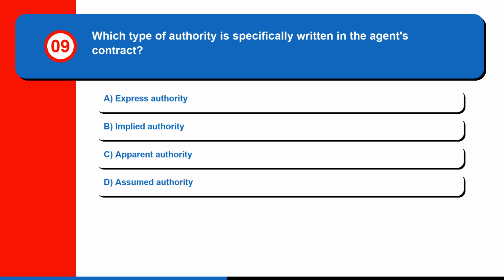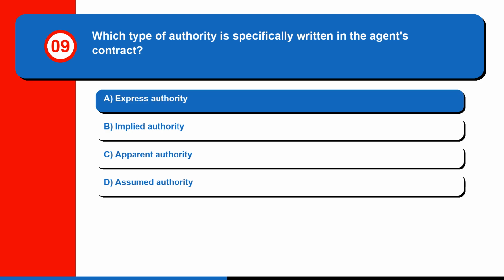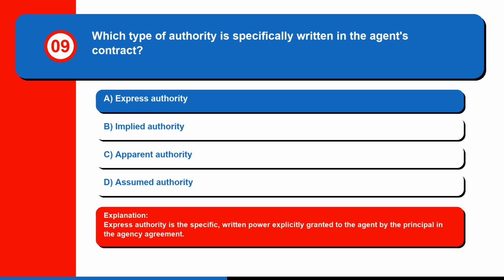Question 9. Which type of authority is specifically written in the agent's contract? A. Express authority. B. Implied authority. C. Apparent authority. Or D. Assumed authority. The correct answer is A. Express authority. Express authority is the specific, written power explicitly granted to the agent by the principal in the agency agreement.